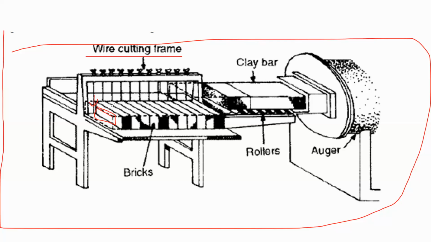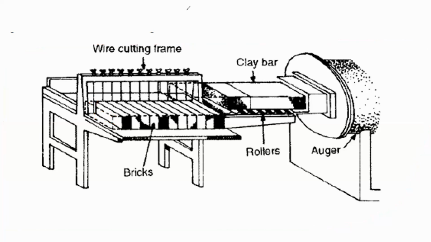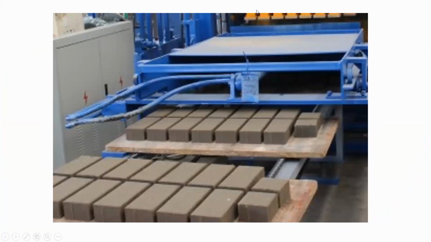Then the full portion of your brick goes further. Then again from that rectangular opening, the next brick comes. When the length of the brick gets over, again it is cut with the help of the wire cutting frame. Like that, the molding of bricks is carried out. One more clear figure is there, I will show. Here you can see.